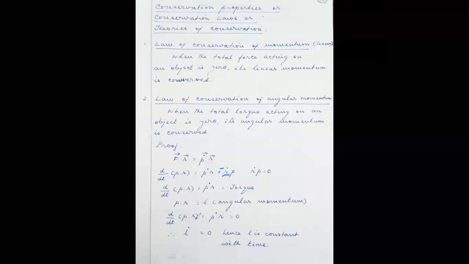Why is it zero? Because the total torque acting on the body is zero. When the torque acting on the body is zero, then p dot r is equal to zero. What is p dot r? It is differentiating p r with respect to time. Therefore, L dot is also zero, which means that L is a constant with the time. So when the total torque acting on the body is zero, then angular momentum is conserved.